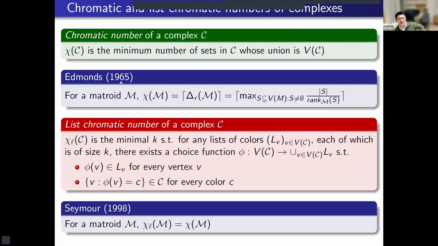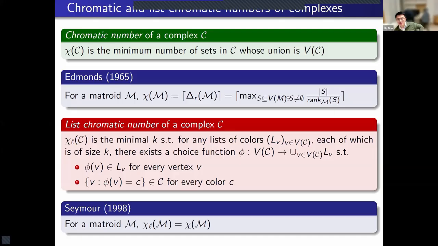Edmonds in 1965 proved that for a matroid M, the chromatic number of your matroid is just equal to this number, which we denote by delta rank of M. The definition of delta rank of M is just the maximum over all subsets S of the size of S divided by the rank of S.